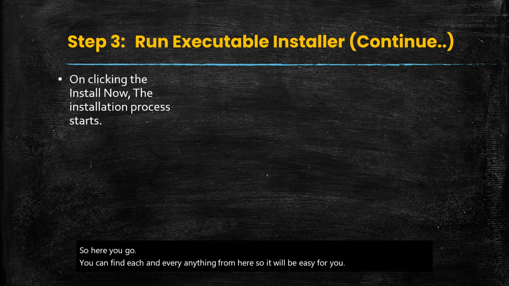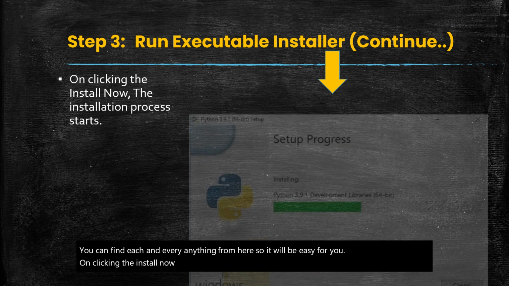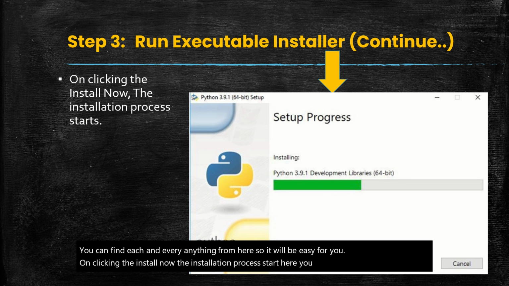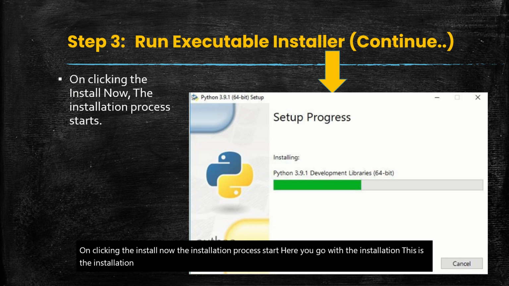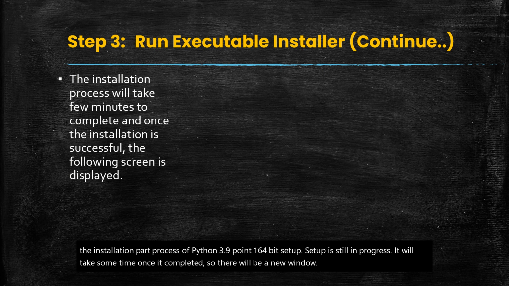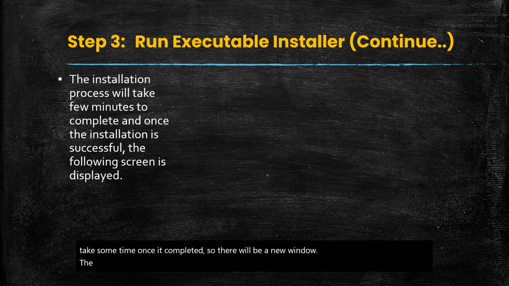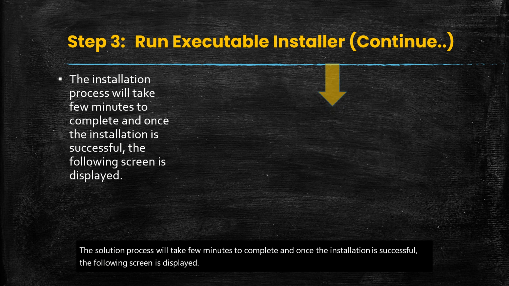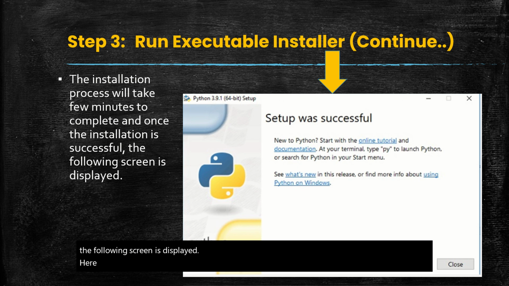On clicking Install Now, the installation process starts. Here you go with the installation. This is the installation process of the Python 3.9.1 64-bit setup. Setup is still in progress. It will take some time. Once it is completed, there will be a new window. The installation process will take a few minutes to complete, and once the installation is successful, the following screen is displayed. Here you see, setup was successful.